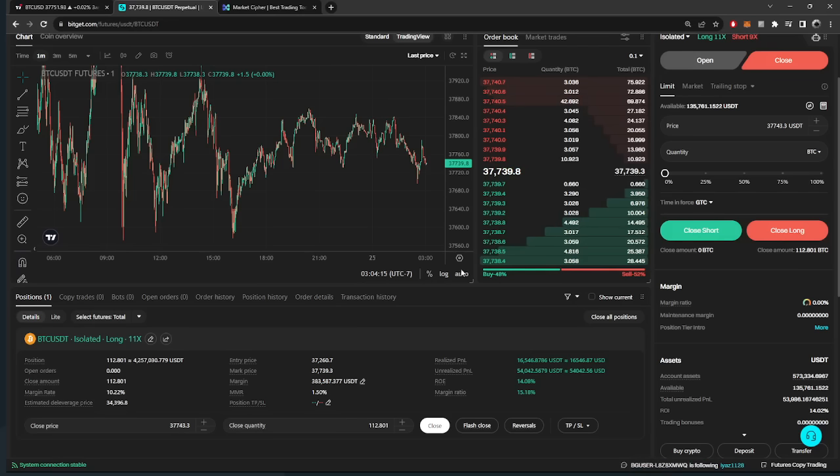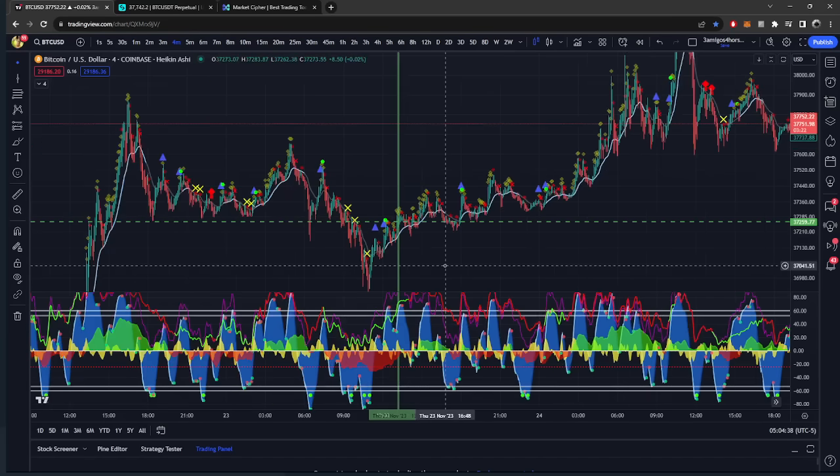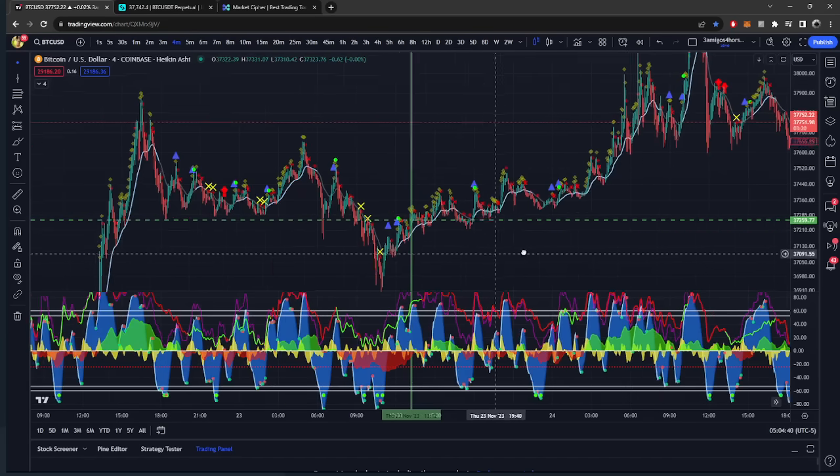Okay? So we got in at 37,260. Took a little bit of profits here. We're at realized $16,546 taken home, still 54,000 unrealized. And let's talk about why we entered and how it's different from others.